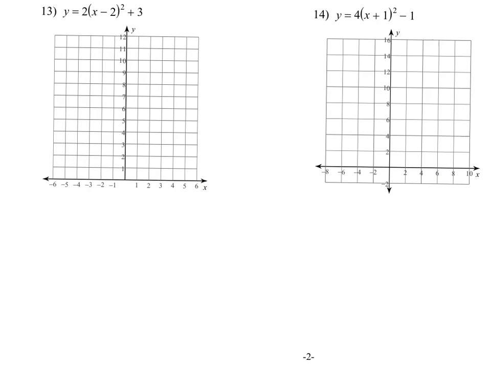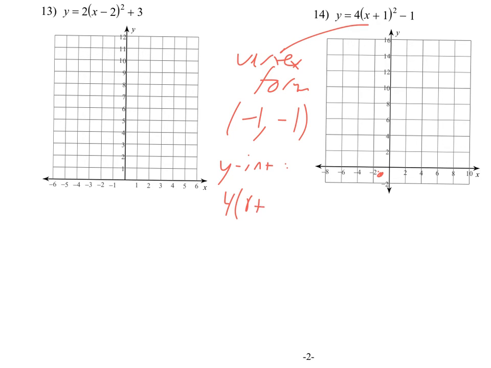All right, last up here, we'll graph these functions. So this is in vertex form, and so that's really easy to find the vertex. We just switch the sign of the x value and keep the sign of the y value. So I know that the vertex is actually right there. And so then next up I need the y-intercept. The y-intercept I need to plug in a 0 for x and actually do the math here. So 4 times 1 squared, 1 squared is 1, 4 minus 1 is 3. So I have a y-intercept right there.